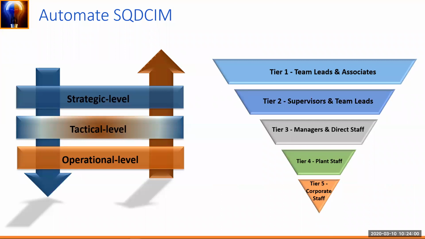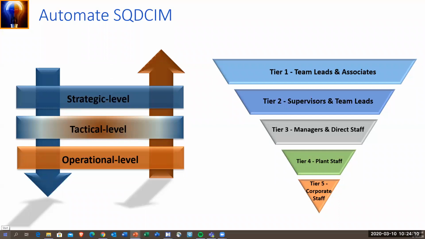And so, typically in a lean deployment, this is done through metrics around safety, quality, delivery, cost, inventory, and manpower. And we look at those as being different at the corporate staff level versus the plant staff all the way down to the team leads, looking at that strategic, operational, tactical, et cetera.